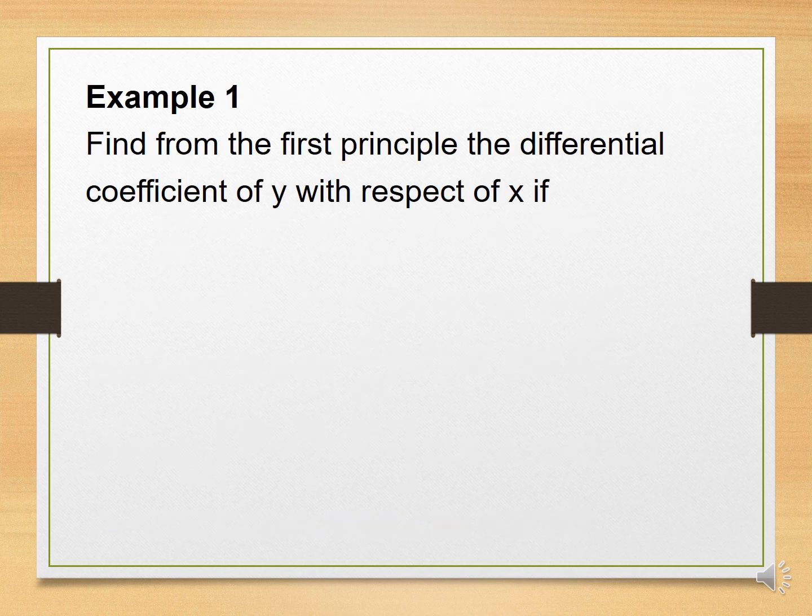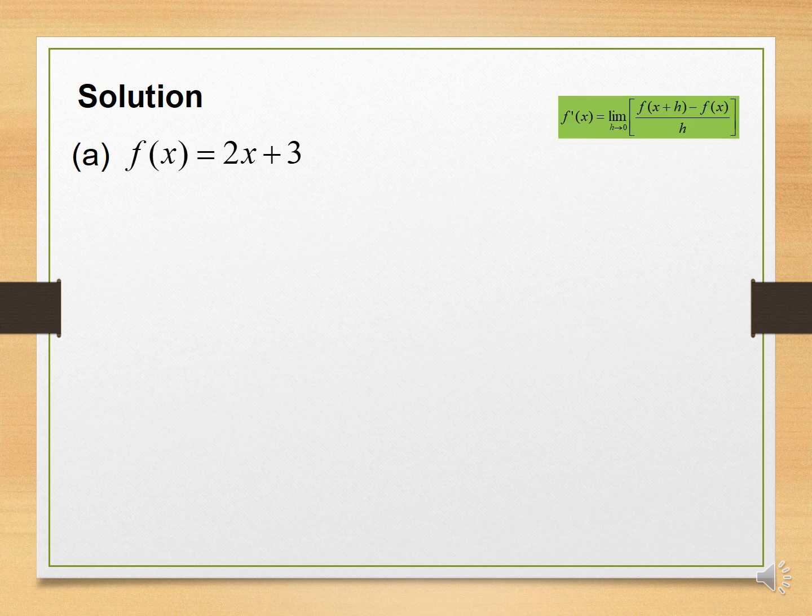Let us look at the first example. Find from the first principle the differential coefficient of y with respect to x if a. y equals 2x + 3, b. y equals x squared. Let's see the solution for both a and b. For A, we are given the function f(x) equals 2x + 3. This is a linear function definitely. We are going to use the first principle of differentiation formula, which is given by this one.